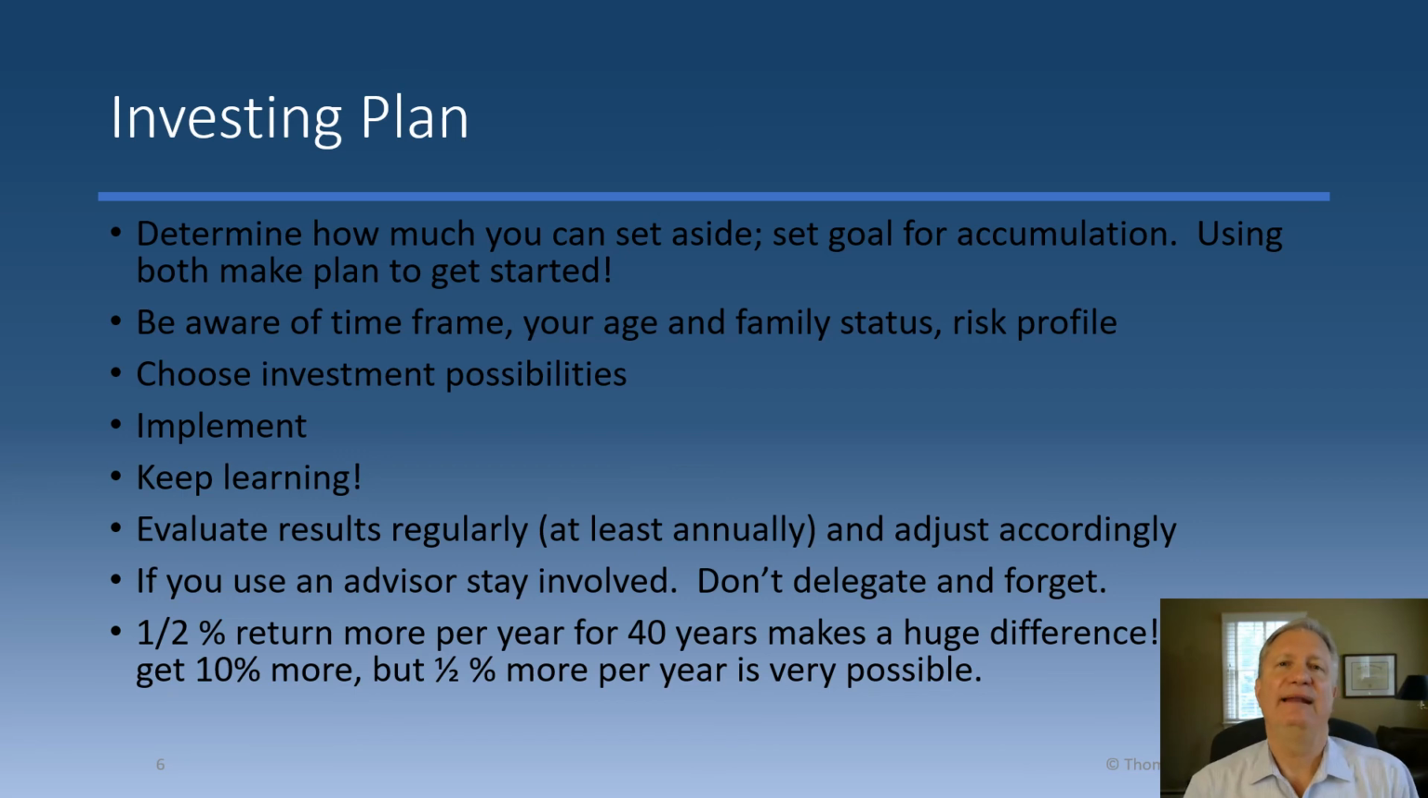And our last slide of the investment fundamentals chapter, and in this last third component, the investing plan. Determine how much you can set aside. Set a goal for accumulation. Using both, determining how much you can set aside and setting a goal for your accumulation. I can set aside $500 a month and I want to accumulate $15,000 by the end of the year. Using both is a great way to get started. Be aware of your time frame. If you need the money for a wedding in 2 years, law school next year, a home in 5 years, that's very different than investing for your retirement, which is 45 years away, let's say.